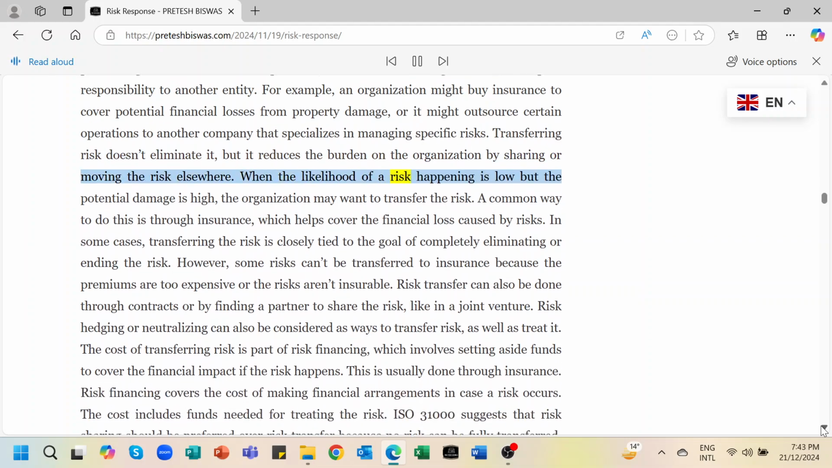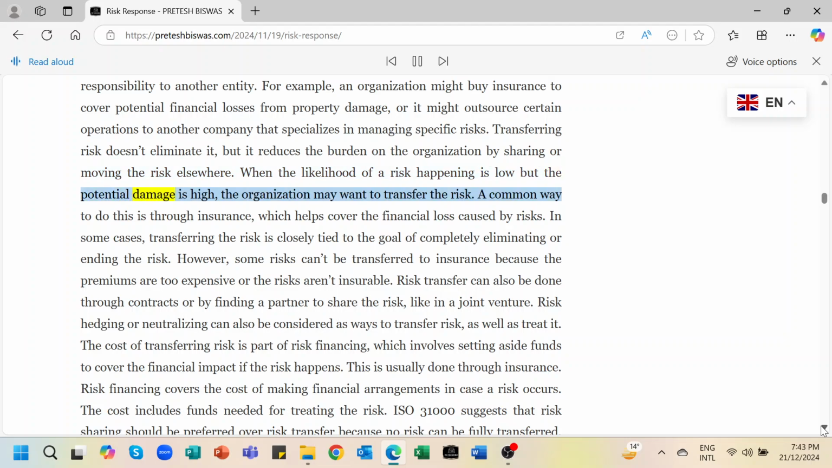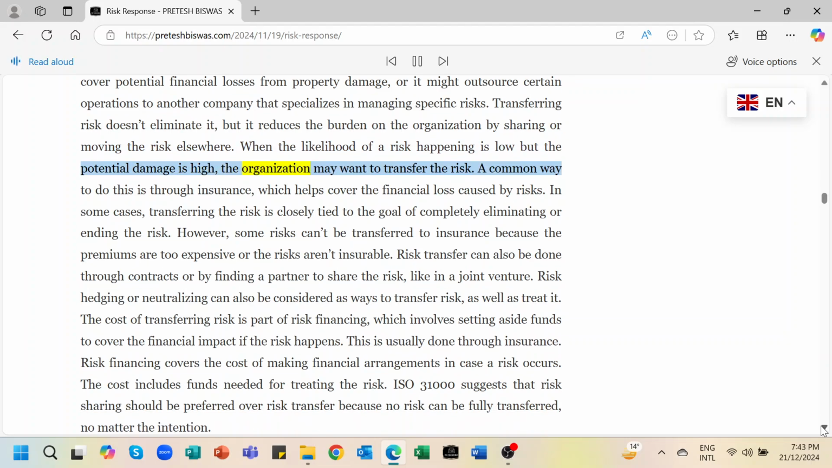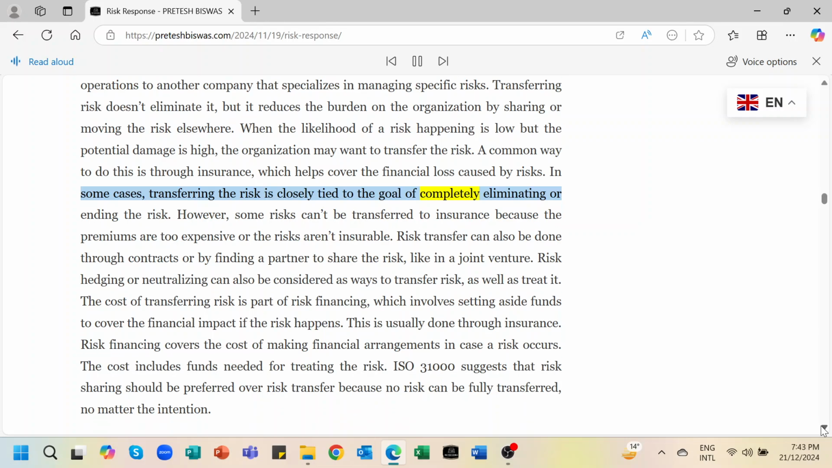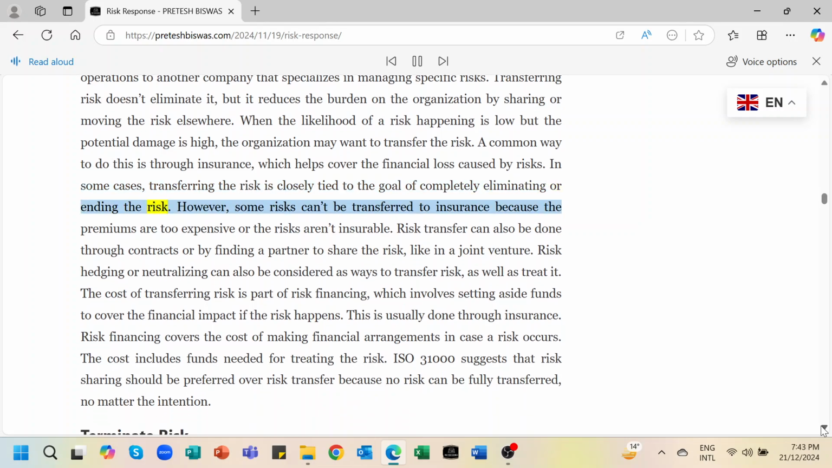When the likelihood of a risk happening is low but the potential damage is high, the organization may want to transfer the risk. A common way to do this is through insurance, which helps cover the financial loss caused by risks. In some cases, transferring the risk is closely tied to the goal of completely eliminating or ending the risk.